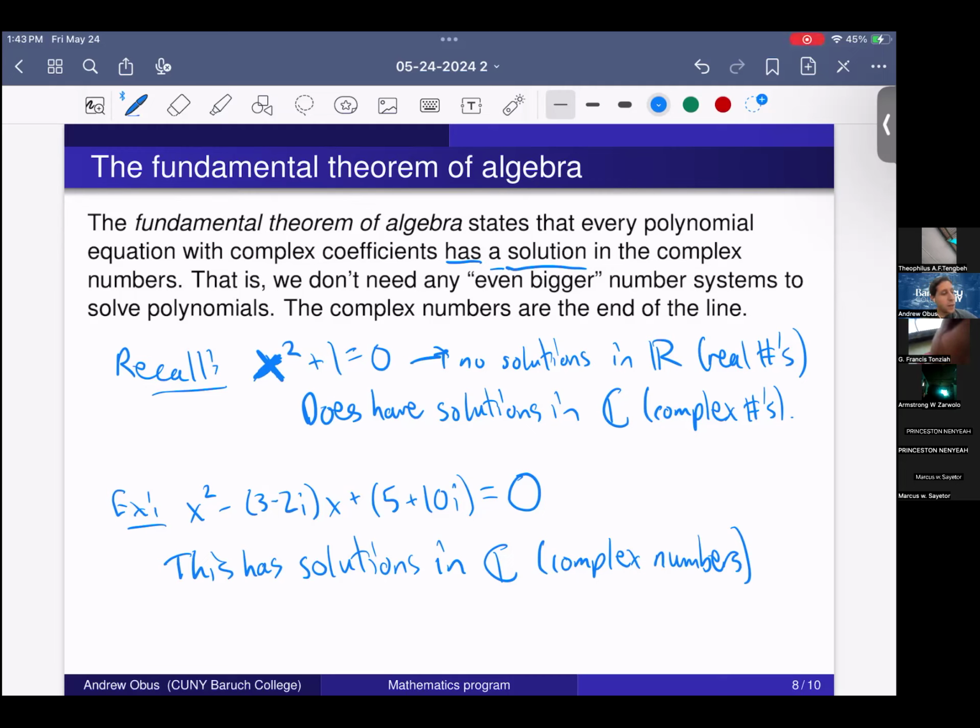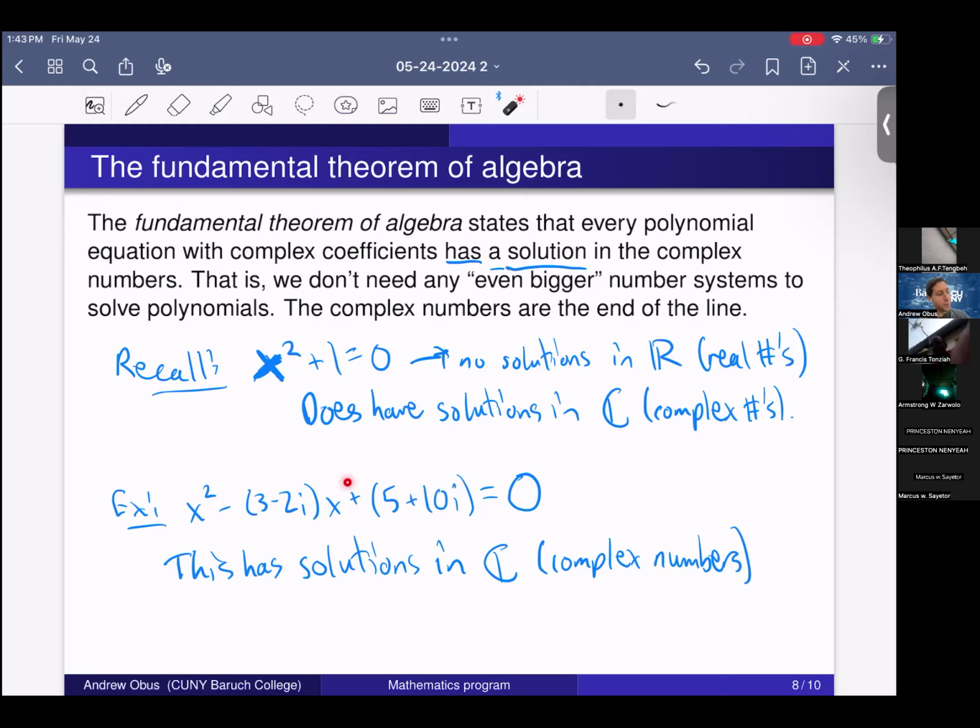So this is a hard theorem. This is a very serious theorem. It was proven by Gauss in the 1700s, and it does not have an easy proof. Any proof relies on kind of advanced university mathematics, but we'll just take it that you can always solve anything in C. That means that we're not going to need a new number system after C, at least not for solving equations.